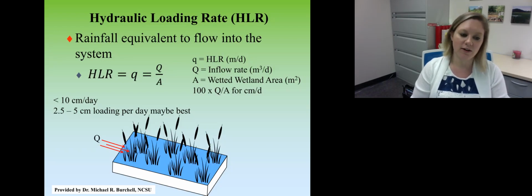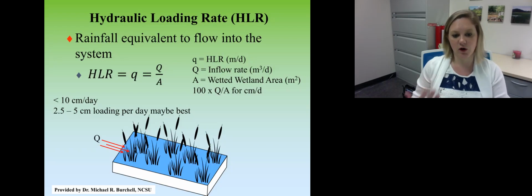Usually between 2.5 and 5 centimeters of loading per day is considered to be the best loading rate for your systems. Because if you overload the system, it's not going to be doing anything, as we talked about earlier, and it can also kill your plants.